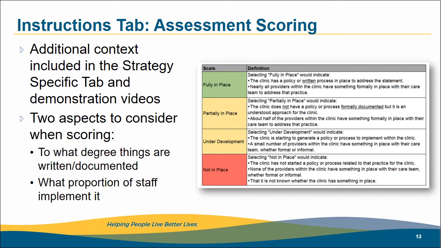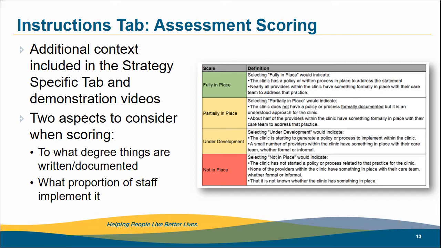Essentially, there will be a series of statements included on each strategy-specific tab, and your organization will be asked to reflect on to what degree they have policies, processes, and procedures in place to address those particular statements. You'll then score based on a 4-point scale ranging from not in place, which is in the red, to fully in place, which is in the green.